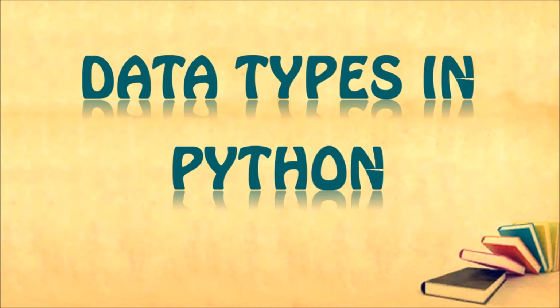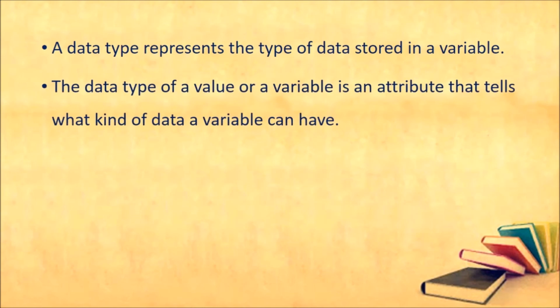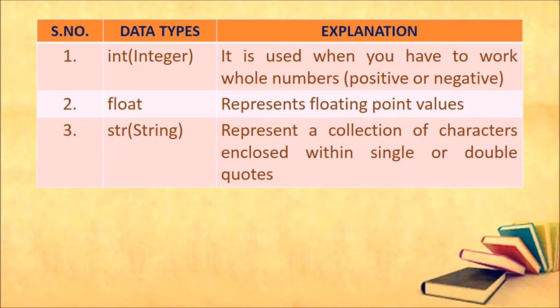Moving further, data types in Python. So here are some types of data. First of all, what is a data type? A data type represents the type of data stored in a variable. Like what type of data will you store in the variable, in the memory location? That you need to mention. You should be clear about it. The data type of a value or a variable is an attribute that tells what kind of data a variable can have, whether it is an integer, a number, or text. So you should be clear about it.